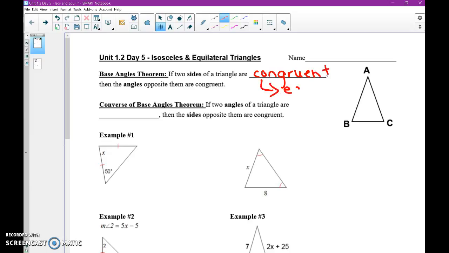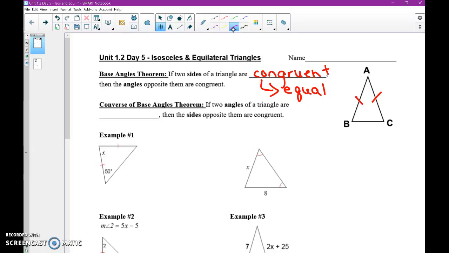So if you don't remember that, you might want to write that down. What this theorem says is pretty simple. If two sides of a triangle are congruent, so if it's isosceles, then the angles opposite them have to be congruent as well. So in other words, if I say that AB is congruent to AC, that's what those little tick marks mean, those little lines right there. That signifies that this side is congruent to this side. It means that the angles that are opposite from them are also congruent.